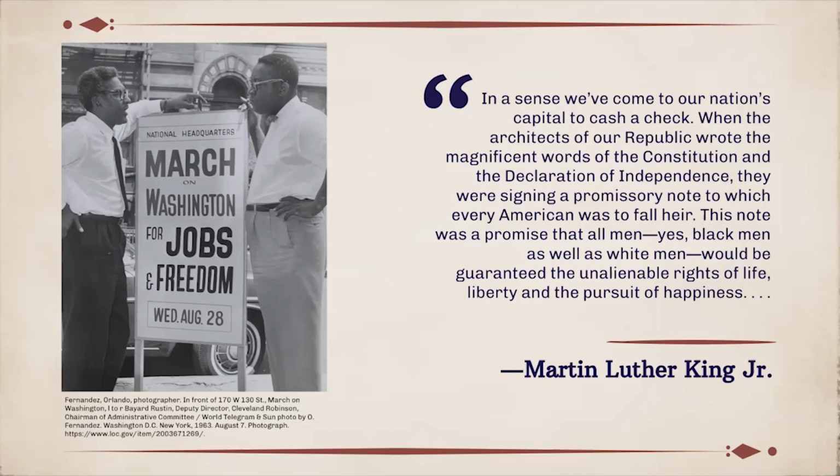"In a sense, we've come to our nation's capital to cash a check. When the architects of our republic wrote the magnificent words of the Constitution and the Declaration of Independence, they were signing a promissory note to which every American was to fall heir. This note was a promise that all men, yes, Black men as well as white men, would be guaranteed the unalienable rights of life, liberty, and the pursuit of happiness." I just wanted to touch on this particular line, especially since it was something I mentioned earlier on.